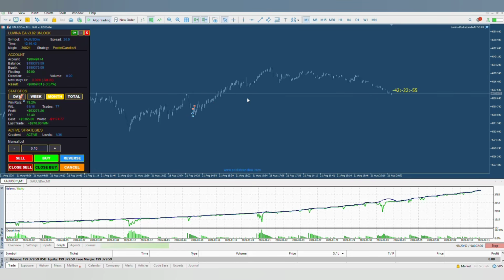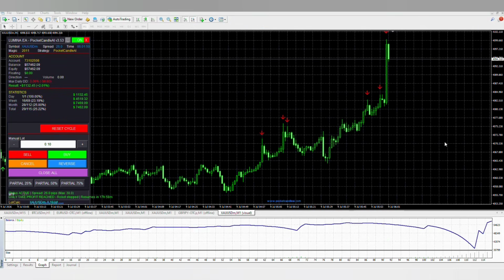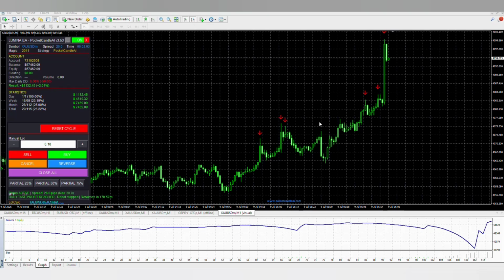Okay, guys. So this is the update. Maybe I'm going to show you the MT4. Let's move on to the MT4. Here we go. You can see the backtest of the MT4. Here it says daily take profit reach. This is the backtest going on here.